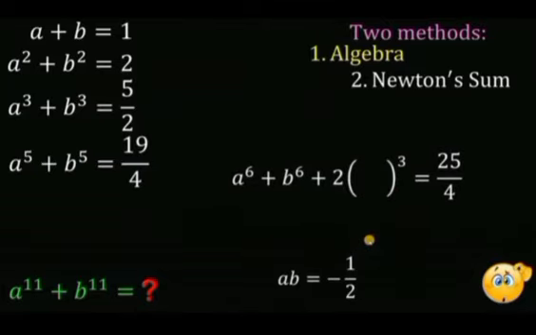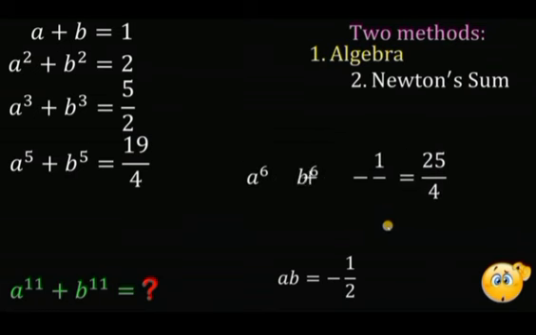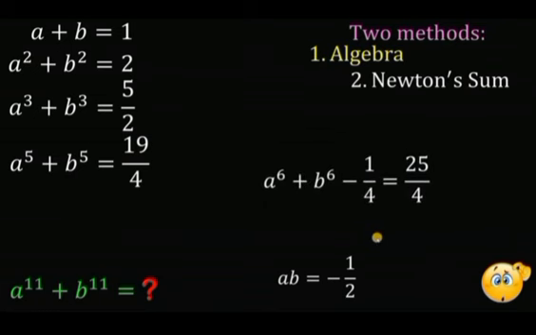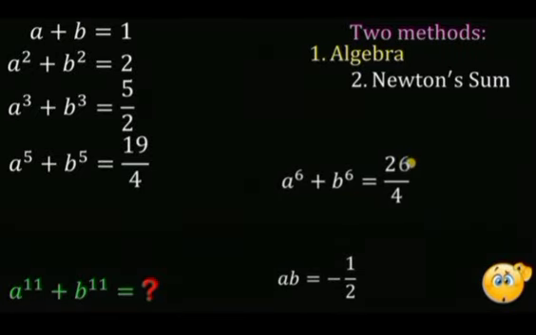Now let's simplify. Negative 1/2 raised to the power of 3 is just negative 1 over 8. And 2 times negative 1 over 8 will give us negative 1/4. Now add 1/4 on both sides. This will give us a raised to the 6th power plus b raised to the 6th power equals 25 over 4 plus 1 over 4. And 25 over 4 plus 1 over 4 will give us 26 over 4.